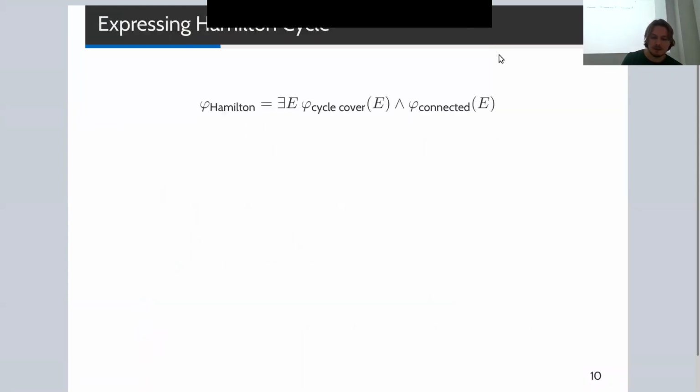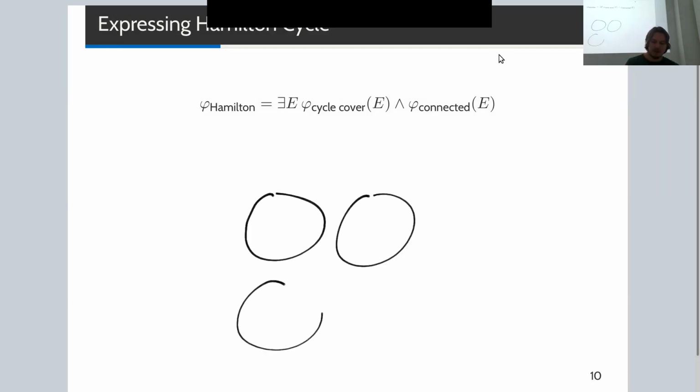So let's see whether we can express Hamilton cycle. So the way I would express Hamilton cycle is by stating there exists a set of edges. So these edges will be the edges that form the cycle. And additionally, I want to enforce that these edges form some kind of cycle cover, so they should form a bunch of cycles such that every vertex is in exactly one cycle.